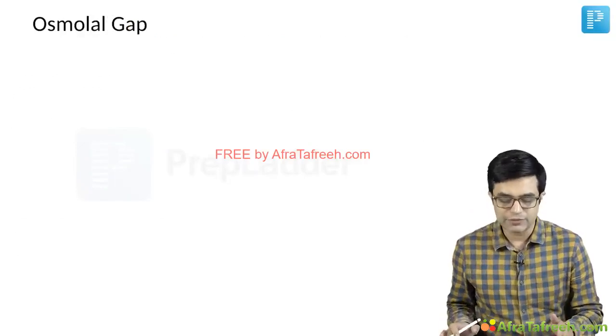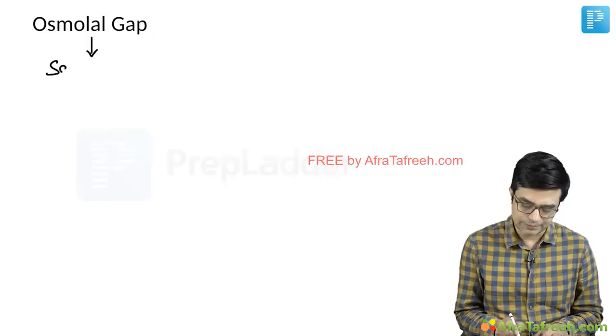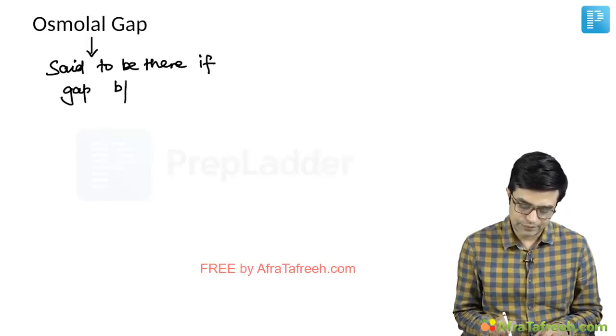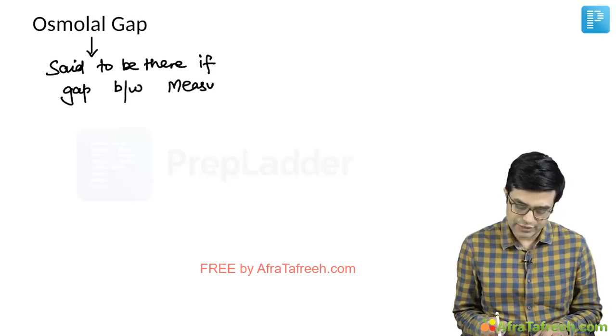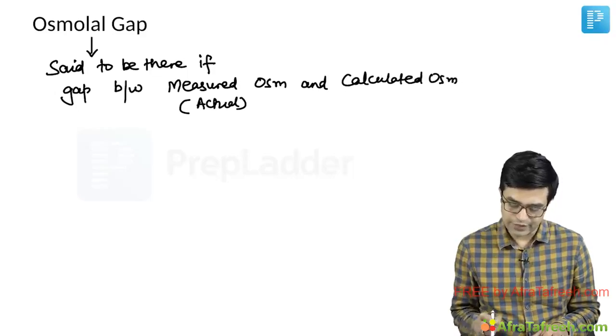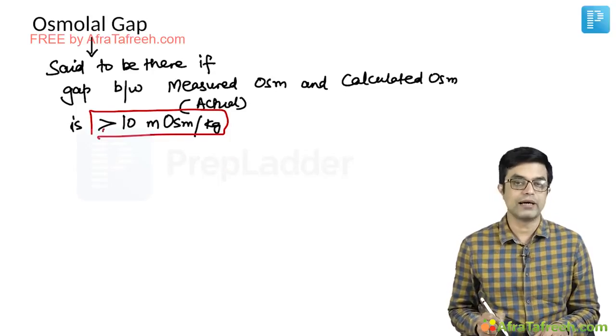So there is a concept called osmolar gap. What exactly is osmolar gap? Osmolar gap is said to be there if the gap between measured osmolality, which is the actual osmolality, and calculated osmolality, which is calculated using the formula, is more than 10 milliosmoles per kg. So if the value is more than 10 milliosmoles per kg, we say osmolar gap persists.